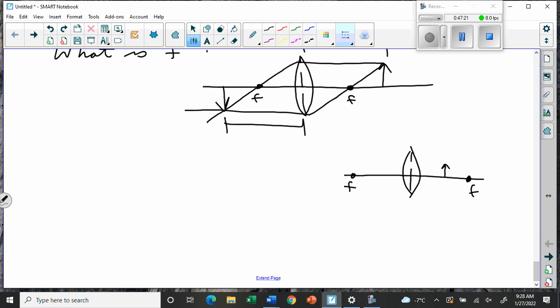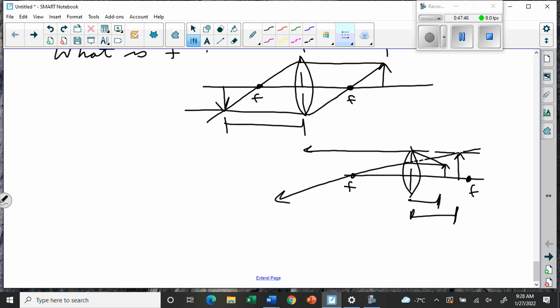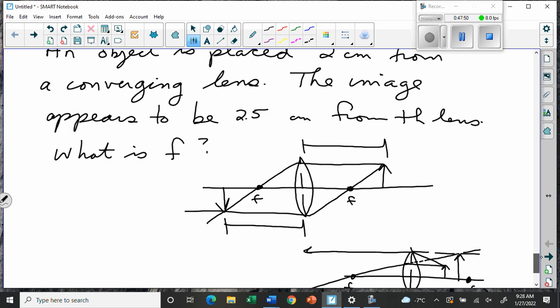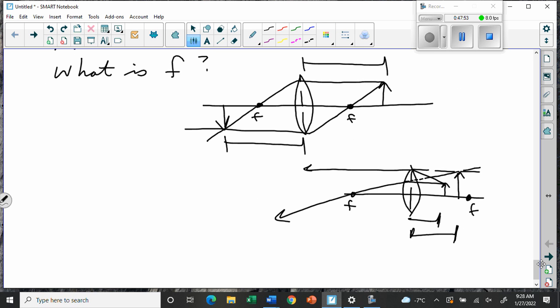Well, remember, we have to do the funny rules here. This is through the focus and parallel, and then this is parallel and then converging through the focus. And this is where we get this bigger image over here. That kind of looks more like what we're talking about, doesn't it? Because this would be 2 from here to here, and this would be 2.5, where the image is. So it seems like the second picture is a better fit.